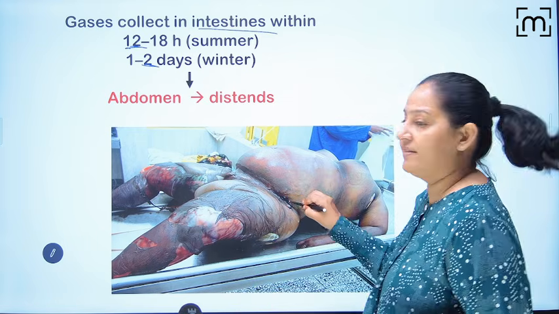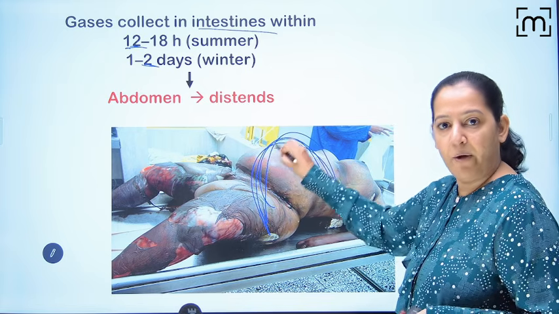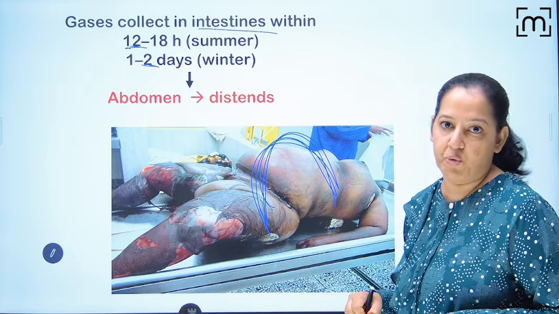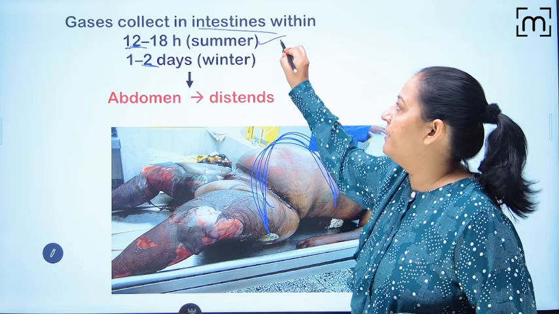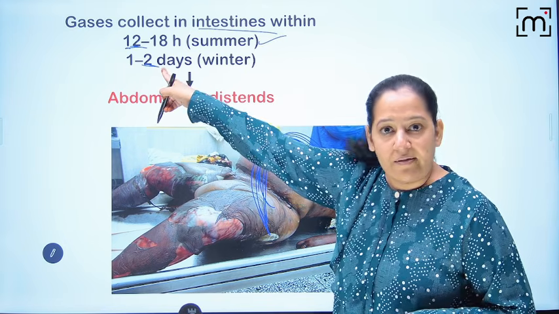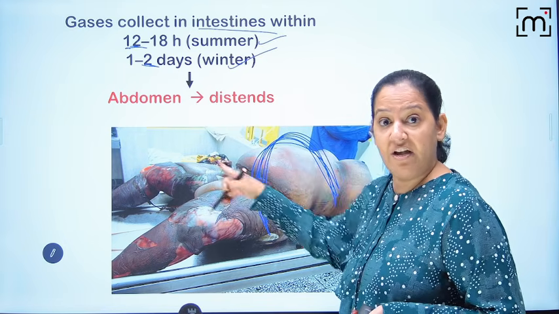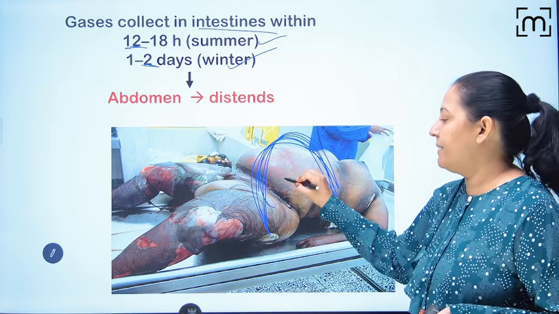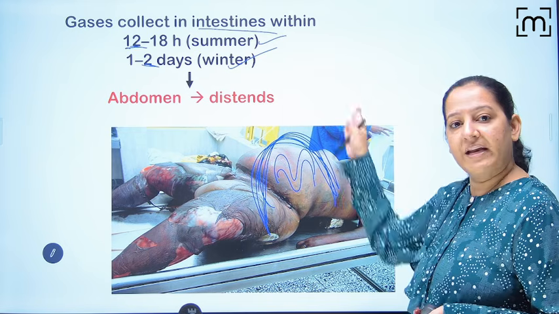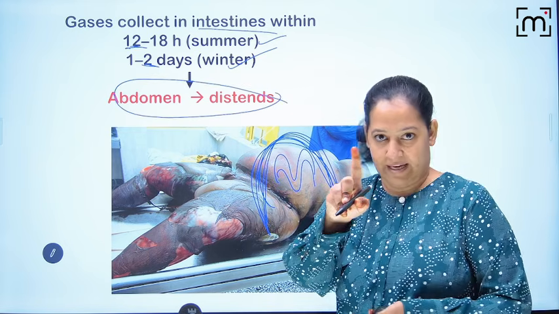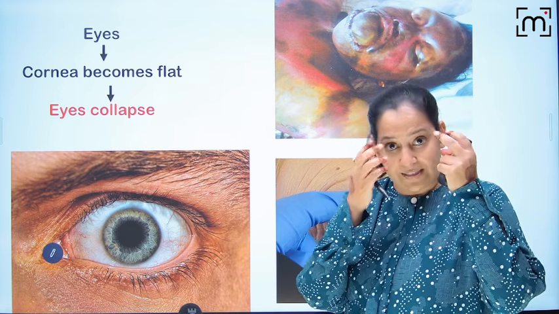Gases collect first of all in the intestine. So the dead body's abdomen distends after half a day to 2 days, depending on the season when the death occurs. If the death occurs in summer, the abdomen distends in just 12 hours after death. If the death occurs in winter, the abdomen distends after 2 days. So first of all, because the gas is distending the intestines in the abdomen, it leads to abdominal distension. That is the first thing.